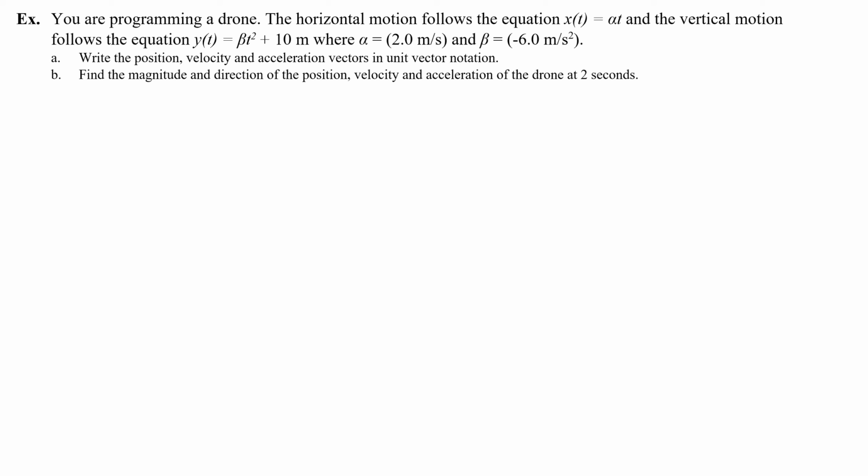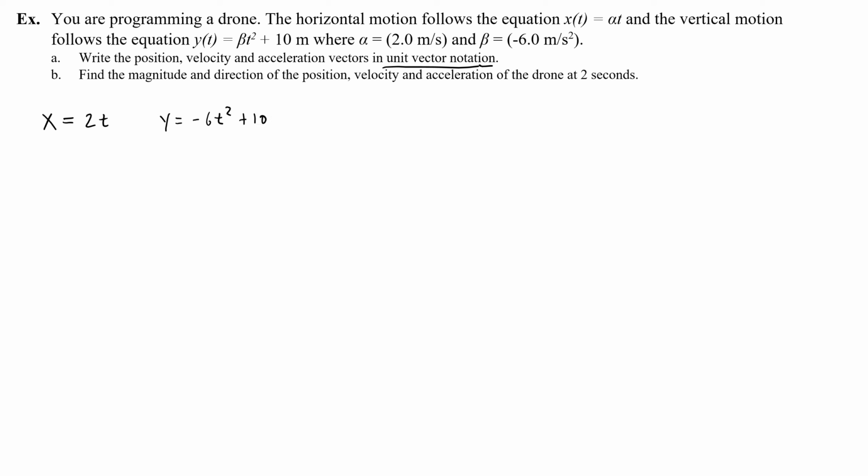Okay, so let's start with A. Write the position, velocity, and acceleration vectors in unit vector notation, so i and j. Well, let's start by writing x and y in a bit more friendly equations. Math friendly, that is. So I would write x equals, instead of alpha t, I might just go ahead and say 2t. And y equals, instead of beta t squared, negative 6t squared plus 10.